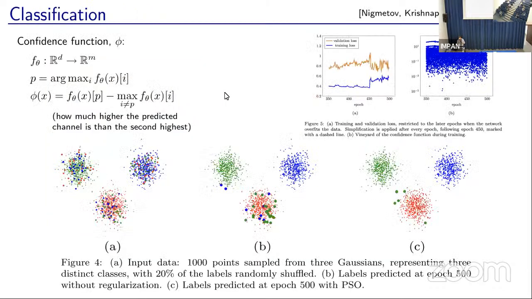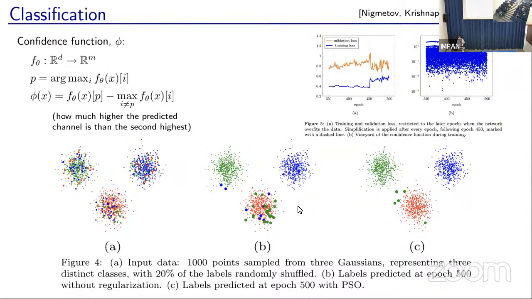So if you do this for real data, well, not for real data, but rather if you actually do this with a real neural network. So here's an example that we tried. You take three clusters sampled from Gaussians, then you shuffle some labels. If you just train a vanilla kind of neural network on this, it will learn the outliers and it will overfit. So these are the points that are highlighted that are overfitted in bold.